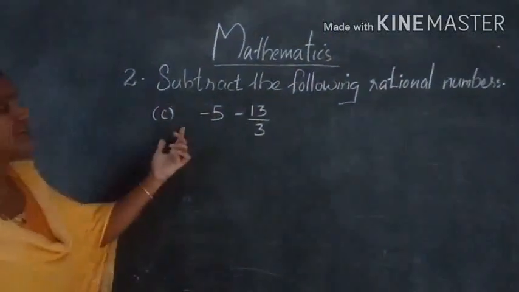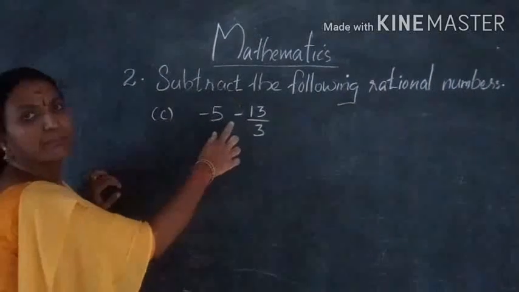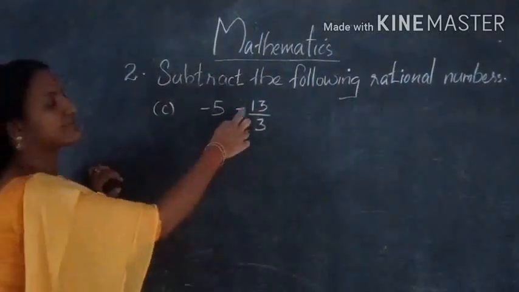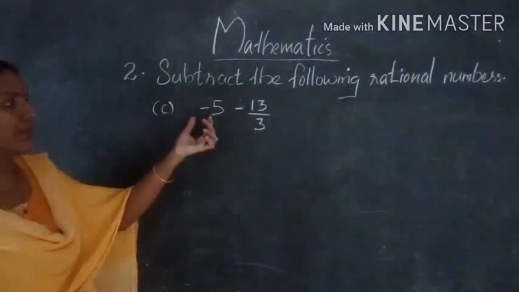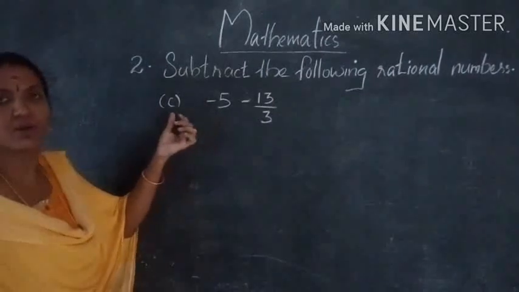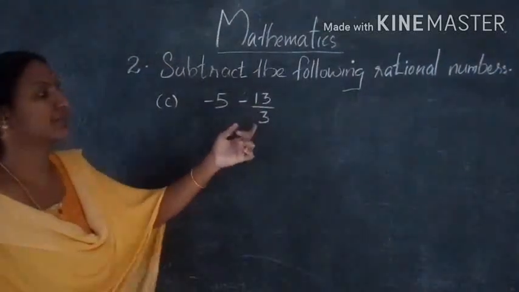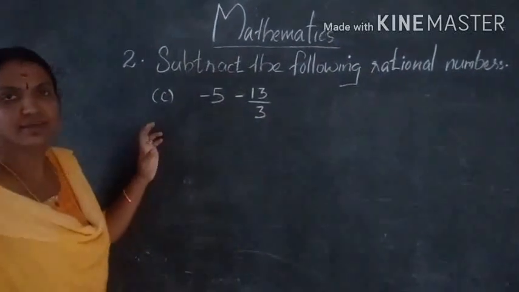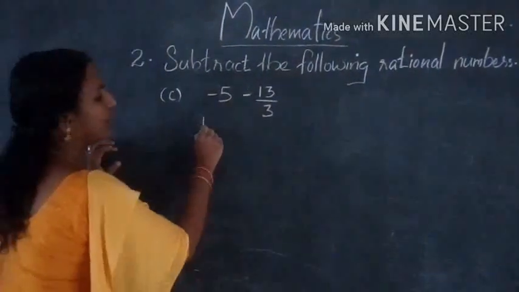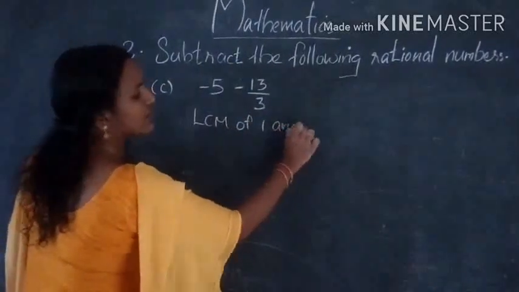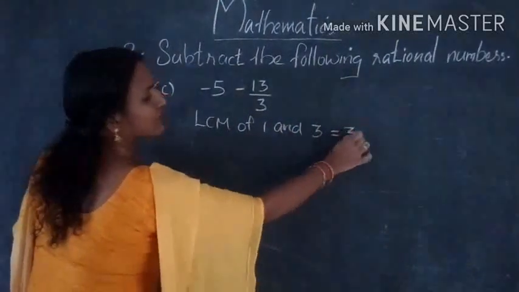Then the next question, minus 5 minus 13 by 3. Again, minus 5 can be written as minus 5 divided by 1, minus 13 by 3. So we find the LCM of 1 and 3. The LCM of 1 and 3 is equal to 3.